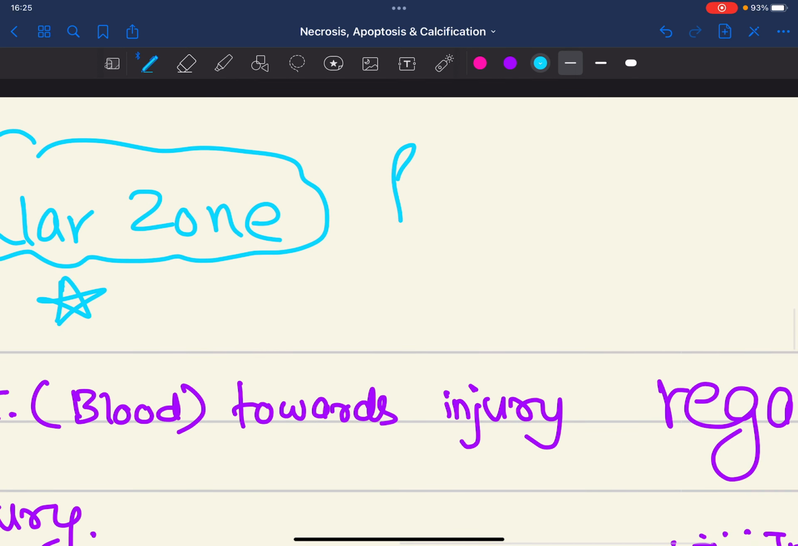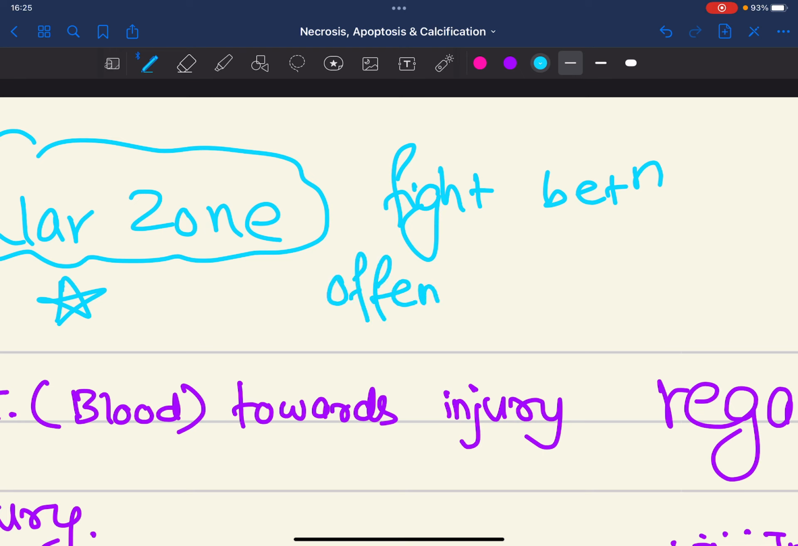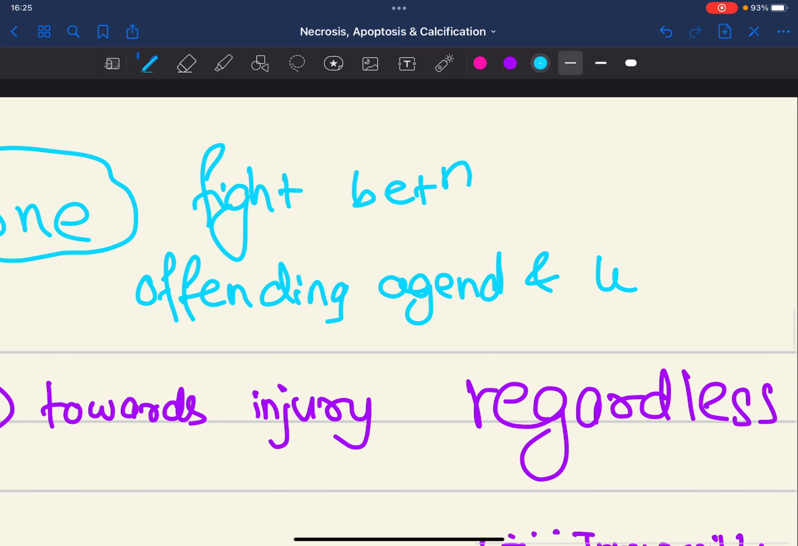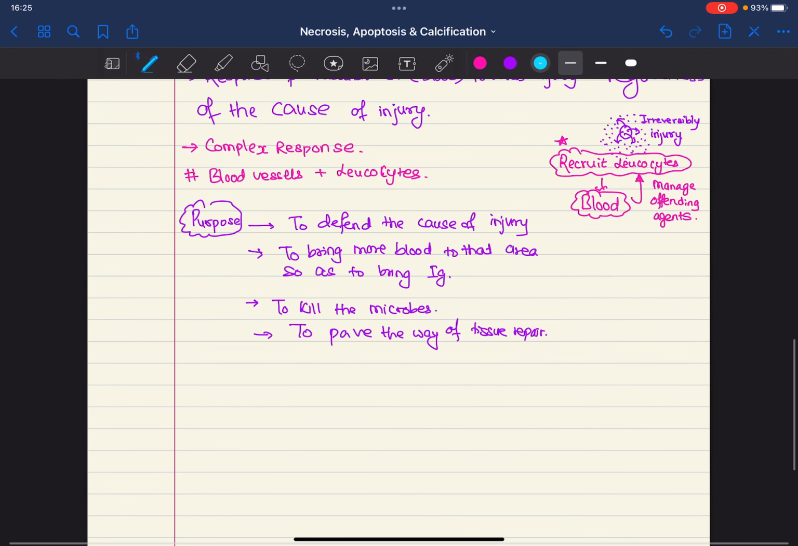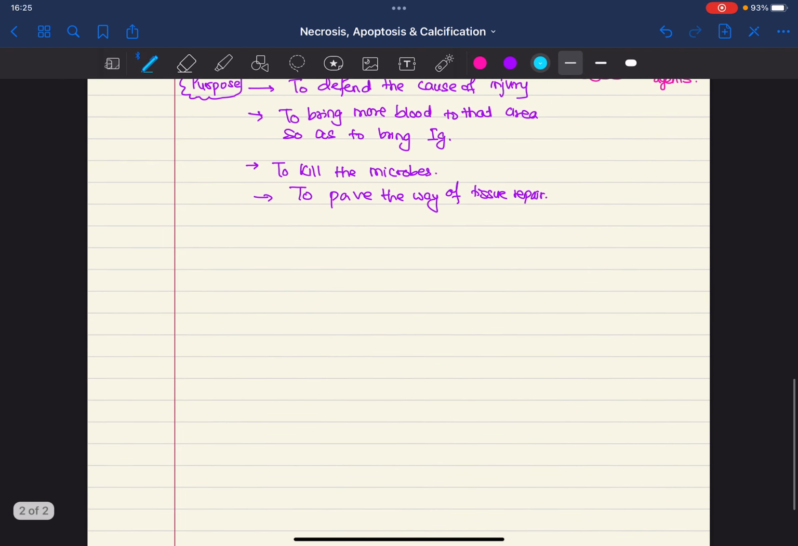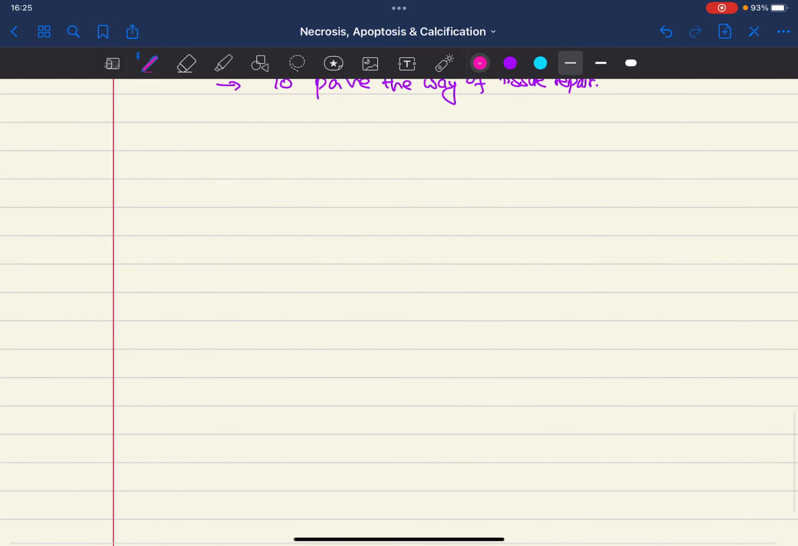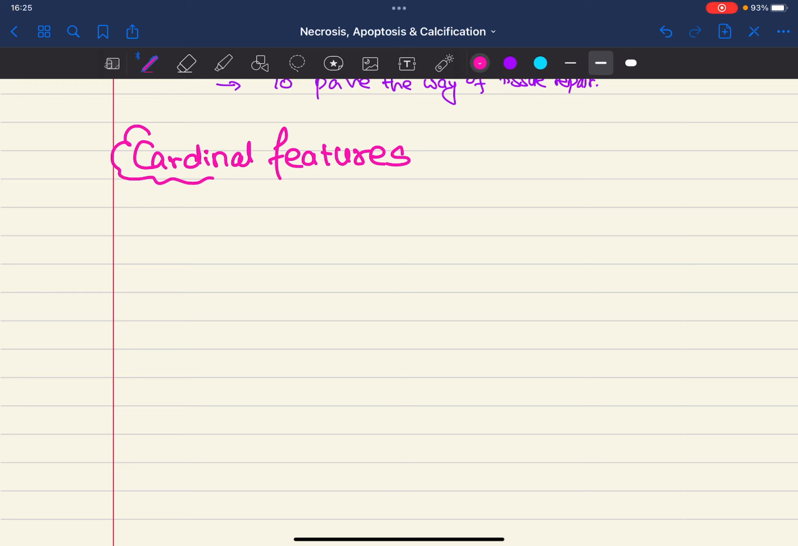It is a war zone where there is a fight between the offending agent and WBCs. So this is the inflammation. This is the core concept of inflammation. So now we'll talk about the cardinal features of inflammation. What happens in inflammation? Cardinal features. Then we'll talk about the process of inflammation. How does inflammation occur? All these things we'll talk about.